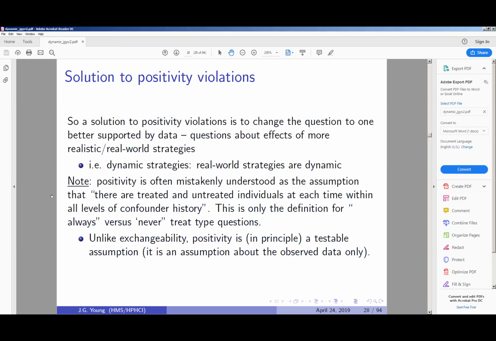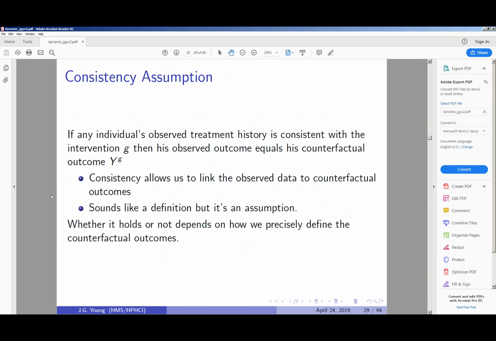And unlike exchangeability, positivity is at least in principle a testable assumption, in the sense that it corresponds to something about the distribution of observed treatment in the data given the observed measured confounder history. So there's nothing required about knowledge of counterfactuals with respect to positivity. And finally, we have the consistency assumption, which is often kind of swept under the rug.